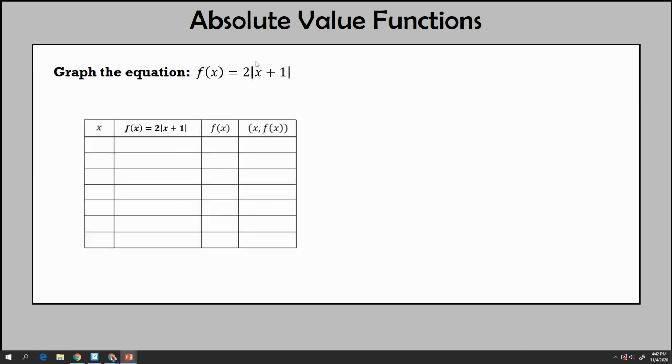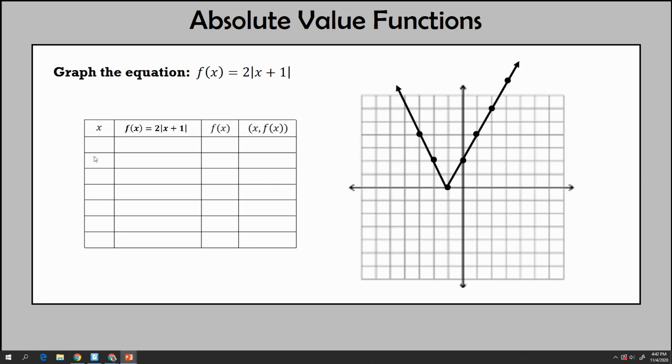What happens if we add a number in here? Well, let's take a look. Let's just go through the process here. Let's go ahead and do this. Put -3 in there. So -3 plus 1 is -2. Absolute value of -2 is 2, times 2 is 4. So I got -3, 4 right there.